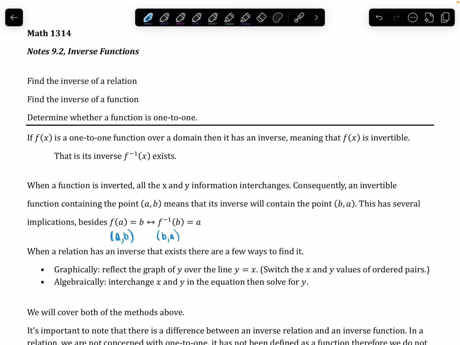So we're going to do this graphically and algebraically. Graphically, switch your x and y values, then plot those points and connect the dots. Algebraically, you're going to switch x and y and then solve for y.